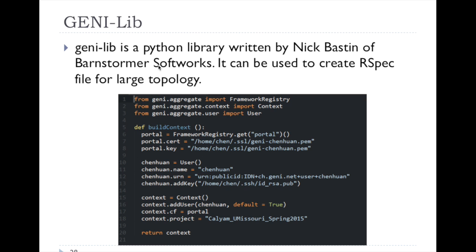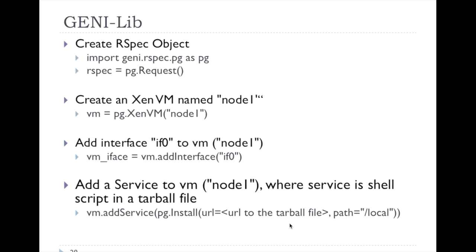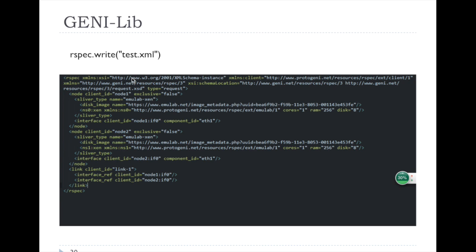And then this is the GENI configuration file. You see, this is my portal certification and key, and this is my username. This is the public key, and this is my project. And this is some GENI Python library code, which is used to reserve resources in the GENI lab. I don't want to go into detail. And this is the rspec which is generated by this Python file.